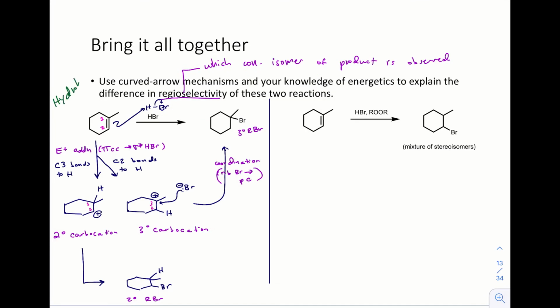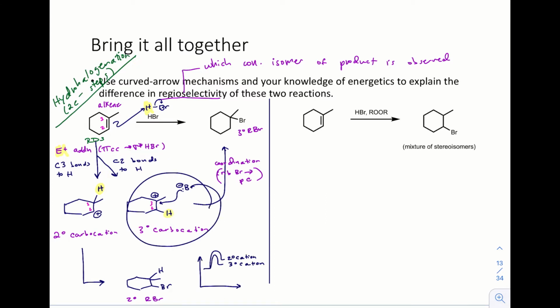For hydrohalogenation in the absence of peroxides, occurring via two electron processes, the first and rate determining step is an electrophile addition step between the alkene starting material and HBr. Either carbon 3 or carbon 2 of the alkene can make the bond to the proton, which is E+, that is adding to the pi electrons. If carbon 3 bonds to the hydrogen atom, a secondary carbocation is formed. However, if carbon 2 bonds to the hydrogen atom, a tertiary carbocation is formed.